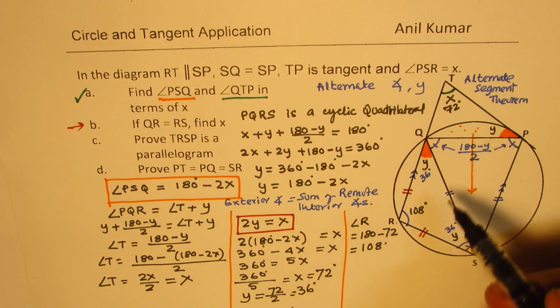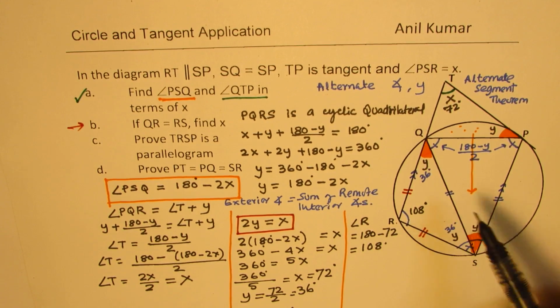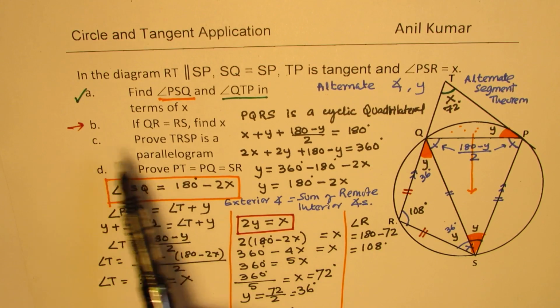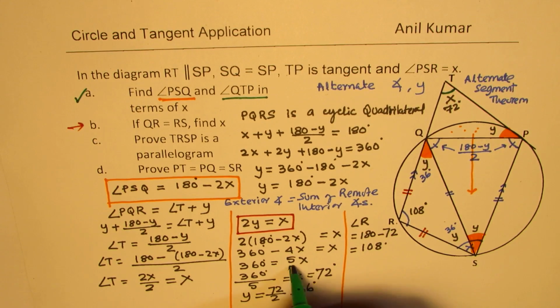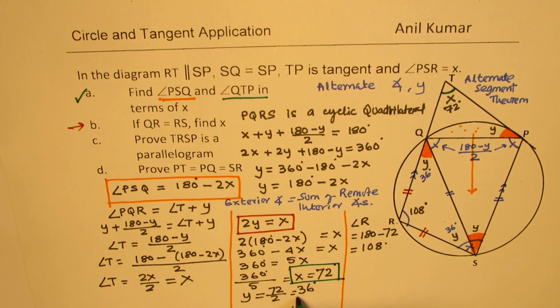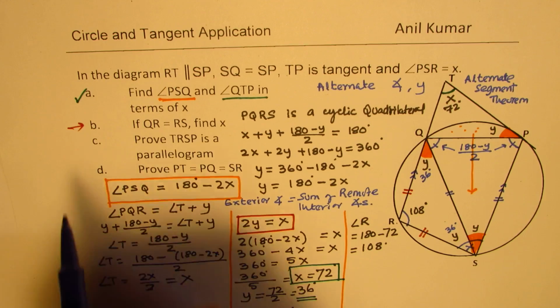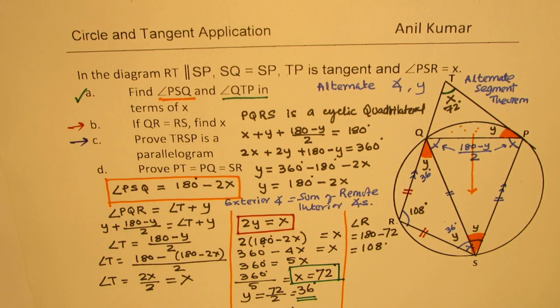So now we know almost all the angles which we are interested in. So we find the value of x, correct, which is 72, right? Let's highlight this also, x equals 72. Okay. So we are highlighting x equals 72 and y is 36. Clear. Let's move on to the next part of this question, which is prove that TRSP is a parallelogram. Let's look into this part now.